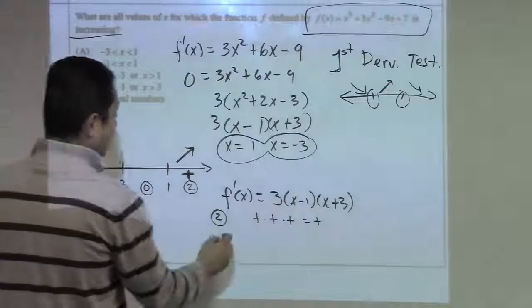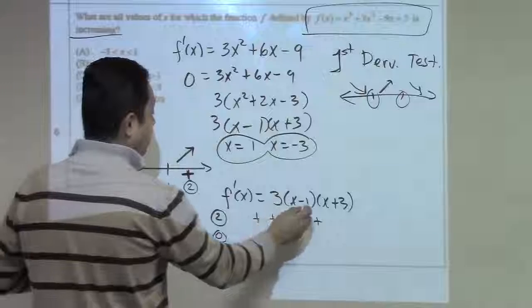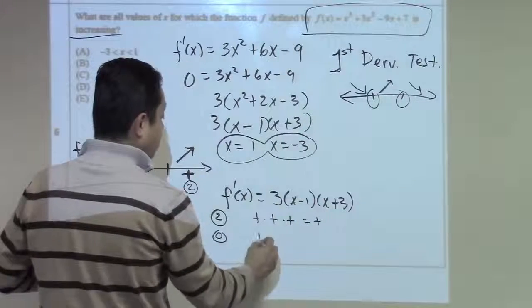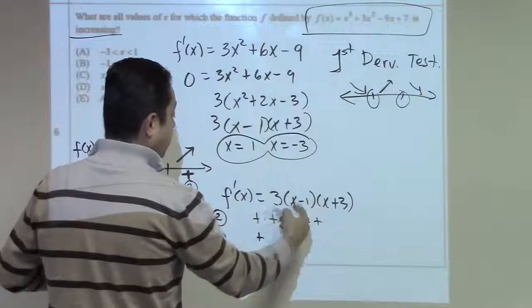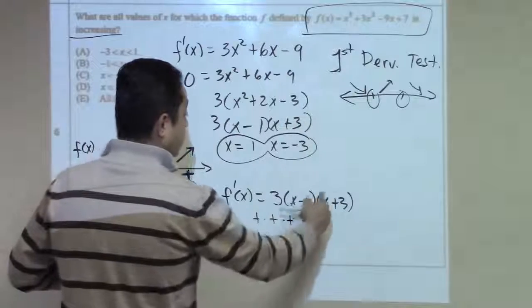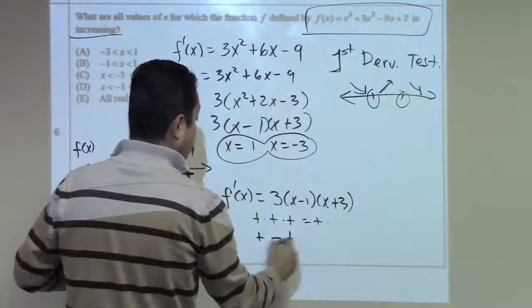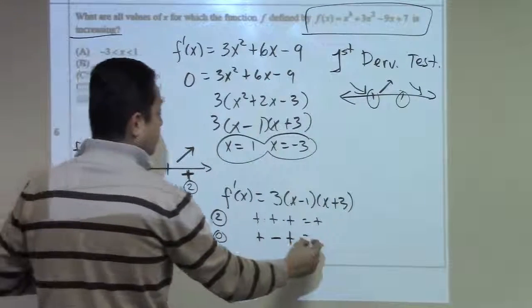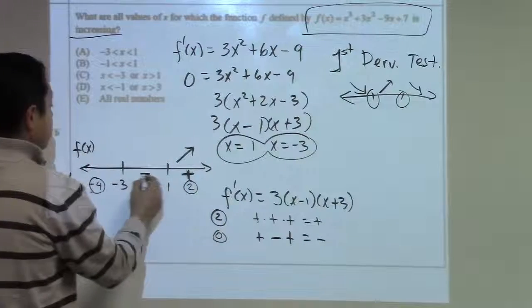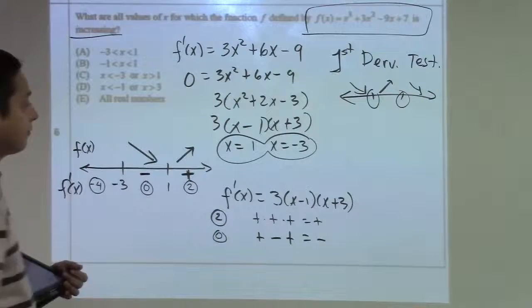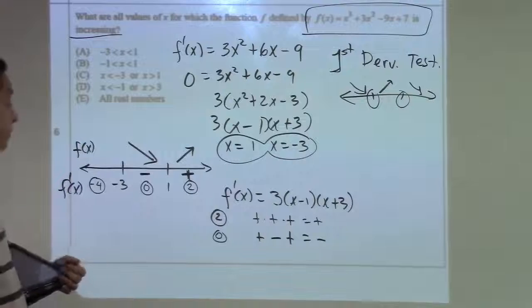Now I'm going to test 0. If I plug in 0 right here, the 3 is positive. This will become negative. And 0 here will become positive. Positive, negative, and positive gives me a negative answer. So this is negative. So this is decreasing. The original function is decreasing.